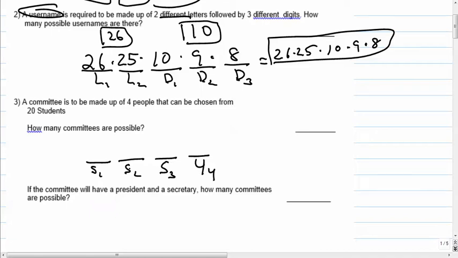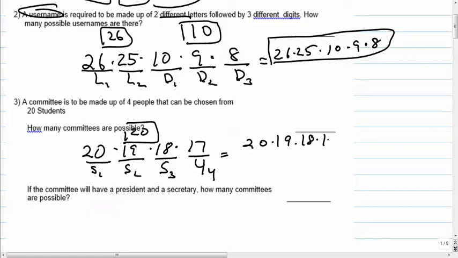Where are they coming from? 20 students, correct? I start to select. First student, I can't put them back because I need 4 people on the committee. So the number's going to go down. 20, 19, 18, 17, right? So I get 20, 19, 18, 17.